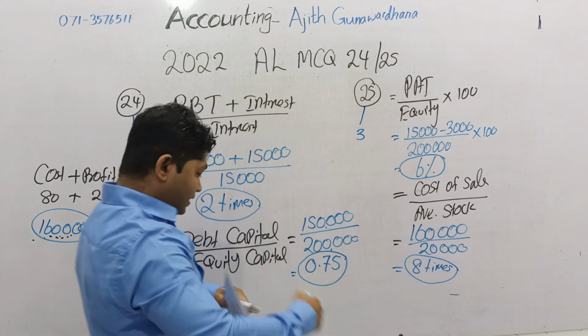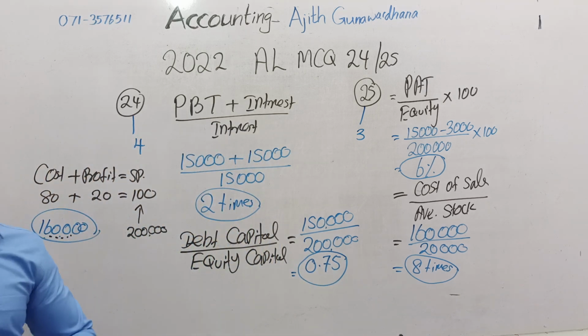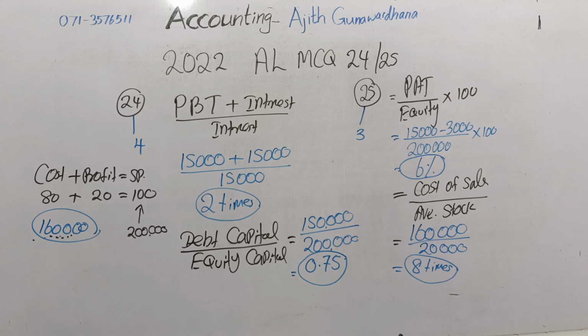In ratio analysis, ratios can mainly be divided into five parts: profitability ratios, liquidity ratios, leverage ratios, efficiency ratios, as well as investment ratios. In this example, interest coverage ratio and debt equity ratio are leverage ratios, return on equity ratio is a profitability ratio, and inventory turnover ratio is an efficiency ratio.